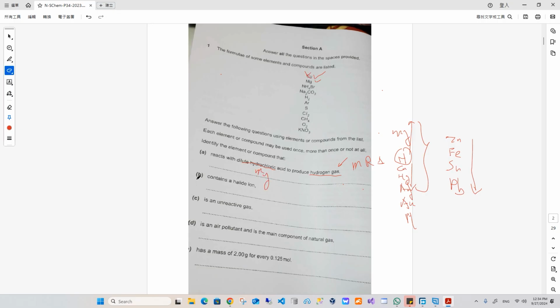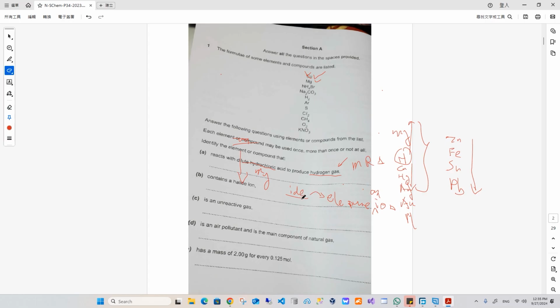Okay, done. Contain a halide ion. Halide is halogens, meaning group 7. Halide, why is it so? Because all the group 7 elements become the IDE form. It means the element in its pure anion form, and the pure element anion form always ends with IDE.